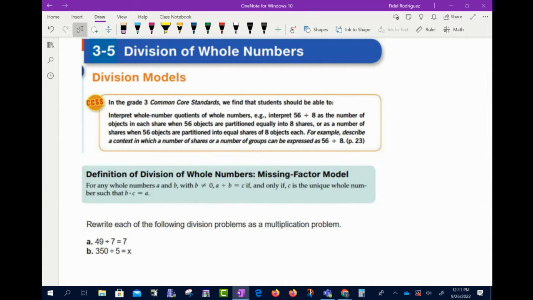For example, to interpret 56 divided by 8 as the number of objects in each share when 56 objects are partitioned equally into 8 shares. Okay, or as the number of shares when 56 objects are partitioned to equal shares of 8 objects each.